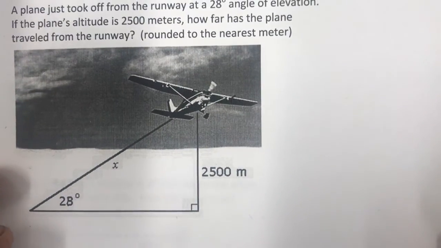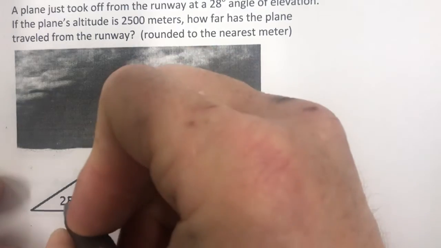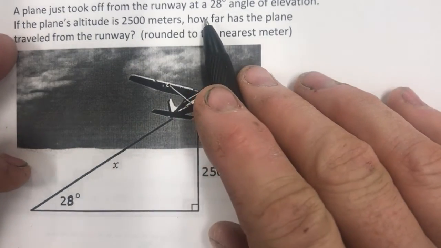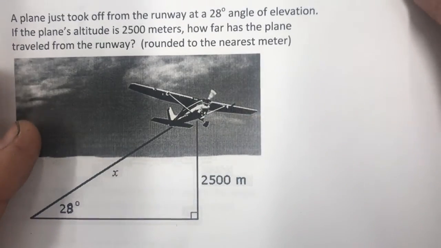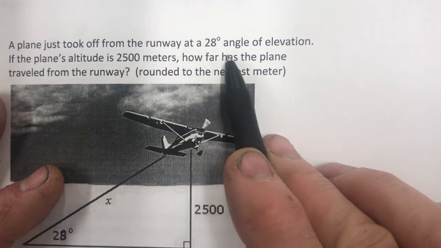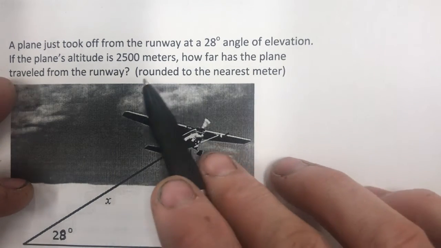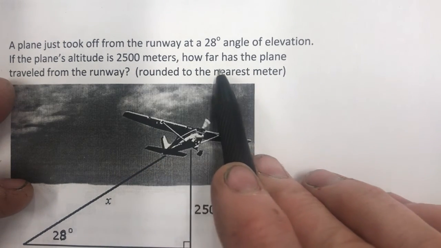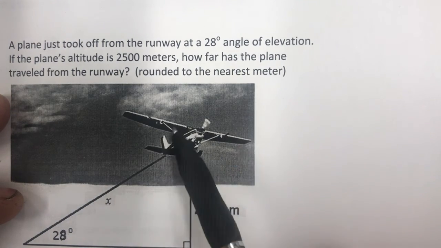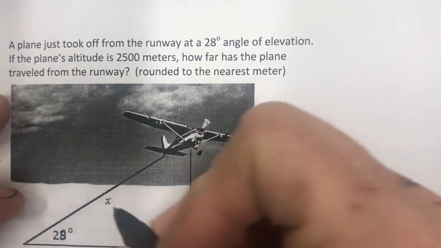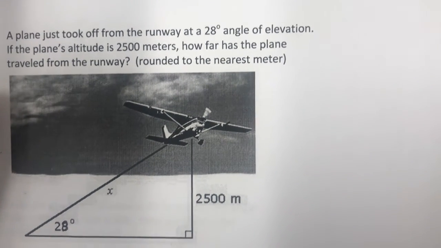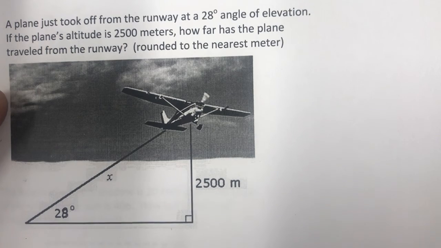Here's another plane. Okay, in this problem here, a plane took off from the runway at a 28-degree angle of elevation. If the plane's altitude is 2,500 meters, how far has the plane traveled from the runway, rounded to the nearest meter? So you see X right here is what we're looking for. There's a picture of the whole thing right there.